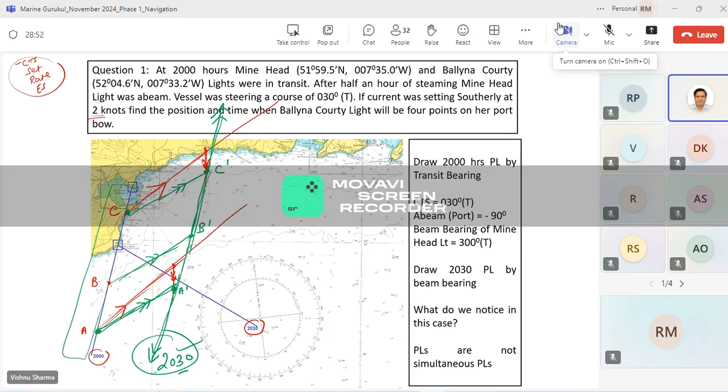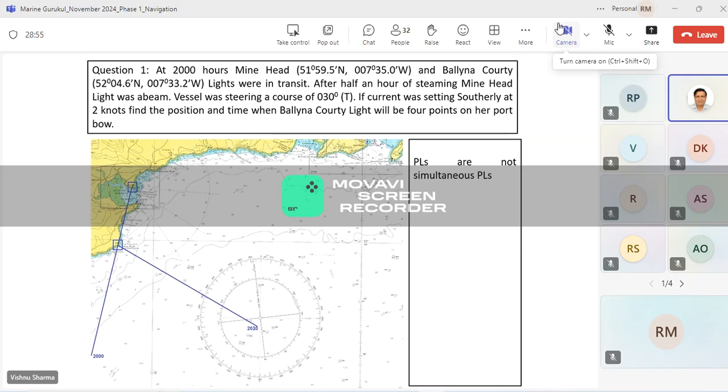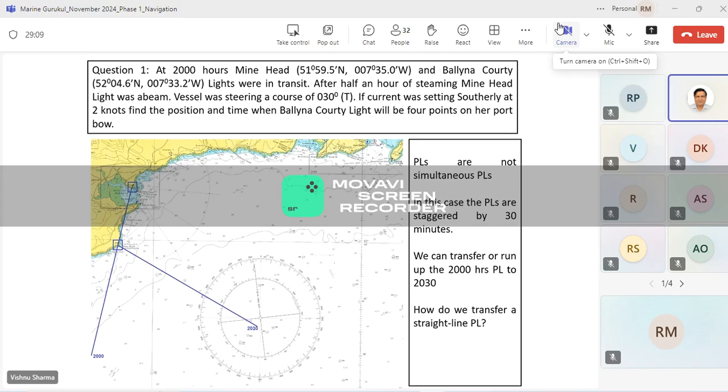PLs are not simultaneous. In this case, the PLs are staggered by 30 minutes. When PLs are staggered by 30 minutes, we can transfer or run up the 2000 hours PL to 2030. How do we transfer a straight line PL? It is what I explained to you a while back. This concept is known as running fix. So now the plot will come. We take any point on the 2000 hours PL.